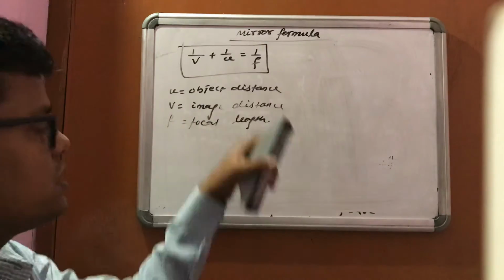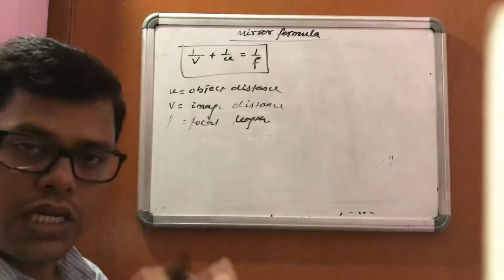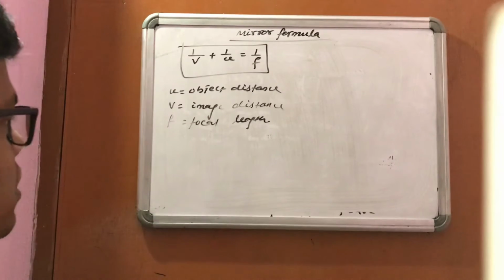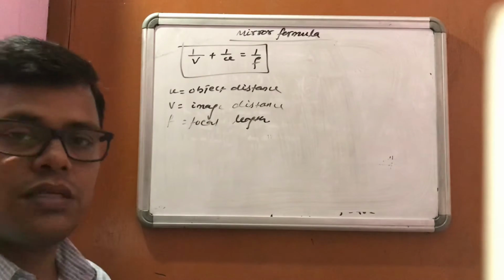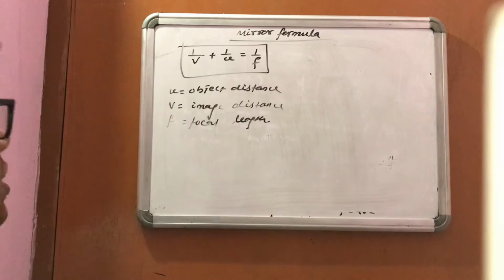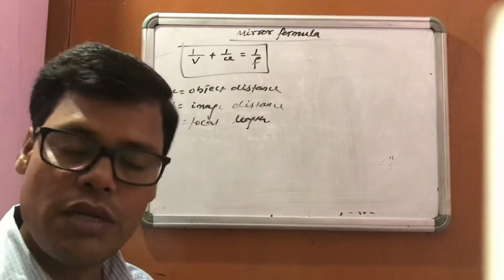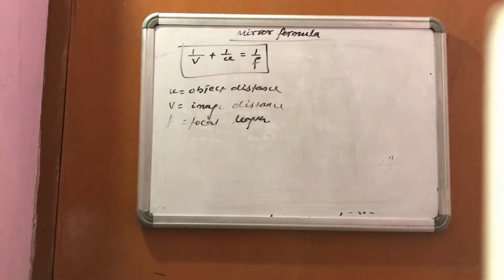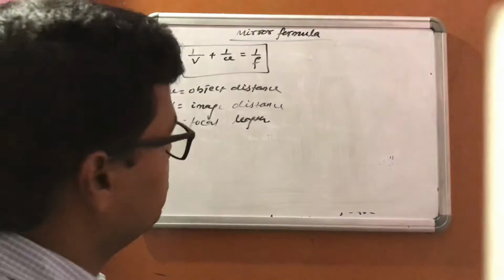Object distance is the distance of separation between the object and the pole of the mirror. Image distance is the distance of separation between image and pole of the mirror. And focal length is the distance of separation between focus and pole. Okay, derivation is not in syllabus.